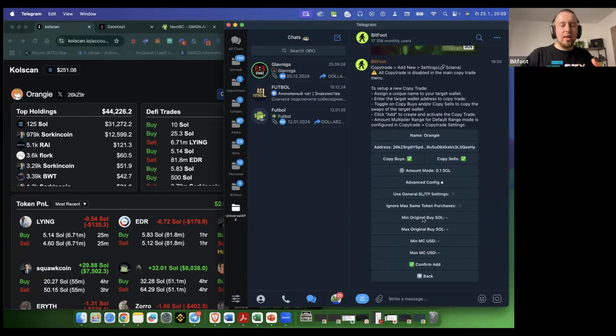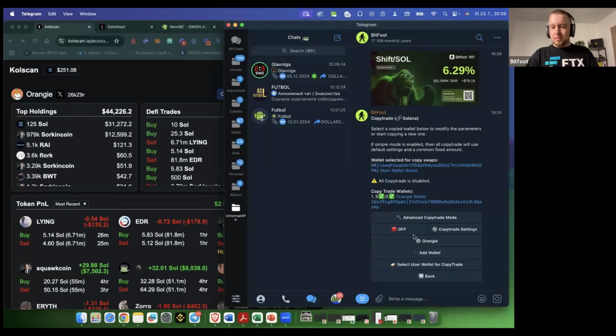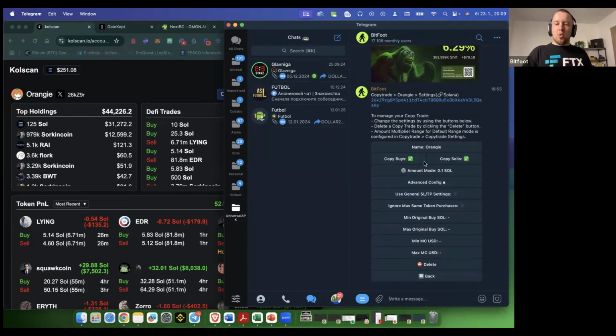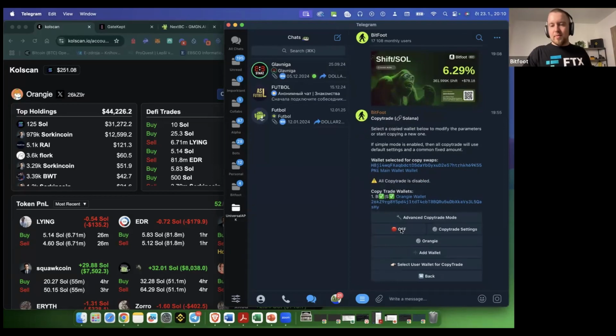Here we can do take profit, etc. The minimum market cap, max same. We can ignore if he's going to buy the same token once again, but I'm just not going to touch any of this. So right now we turn it on, and we can see we will be copy trading this wallet with the buys and with the sells with 0.1 Solana. Anytime you want to change something, you can go back in and change the amount or anything else, or we can delete it even, or you can turn it off.